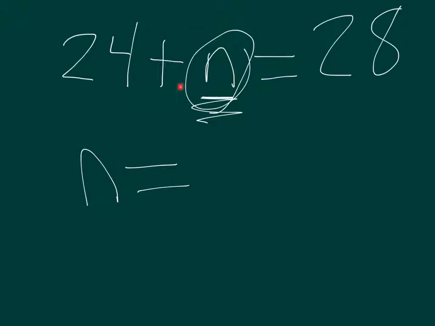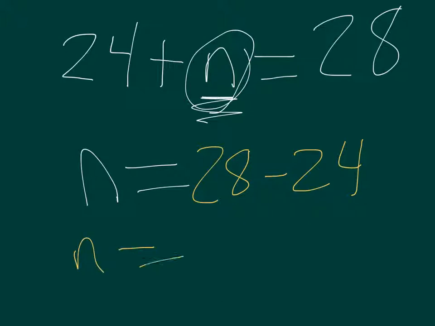But right now I've got a problem. I've got this 24 plus n. Well, positive 24, I need to get rid of that. I need to get that positive 24 on the other side. But if I move something to the other side, it has to become a negative. So instead of being positive 24, it's going to be minus 24. So n equals, and let's change colors, 28, and no longer positive, but minus 24. Okay, so n equals 28 minus 24 is 4.